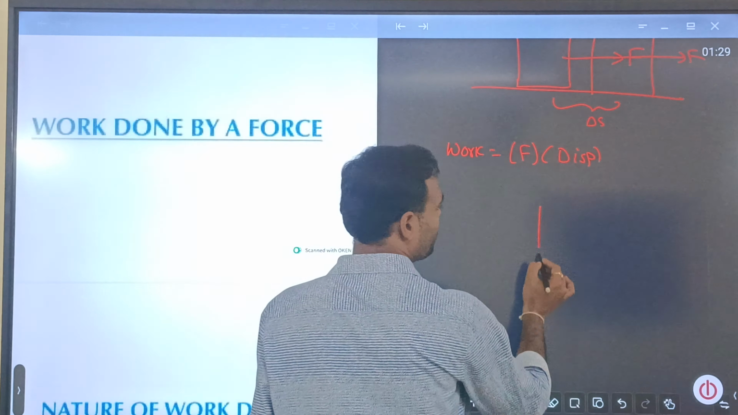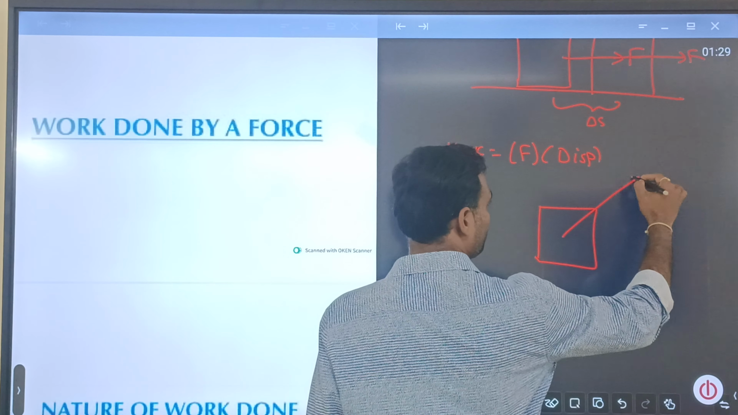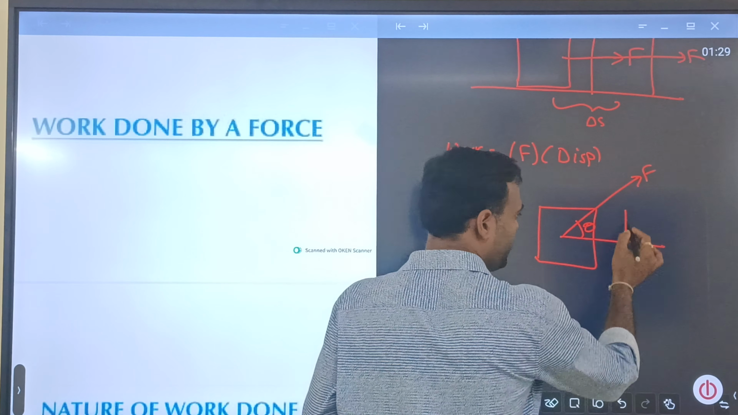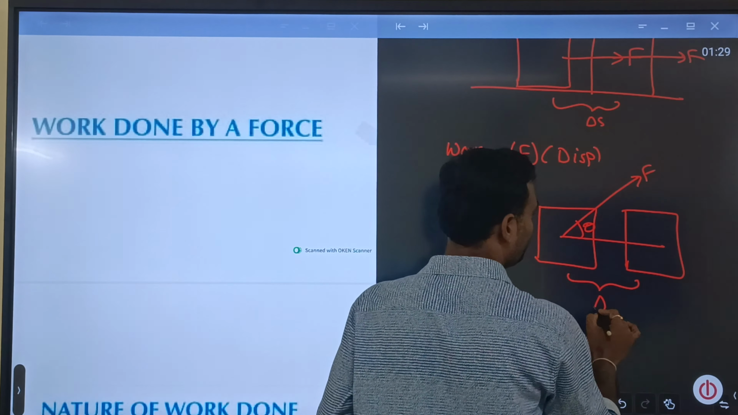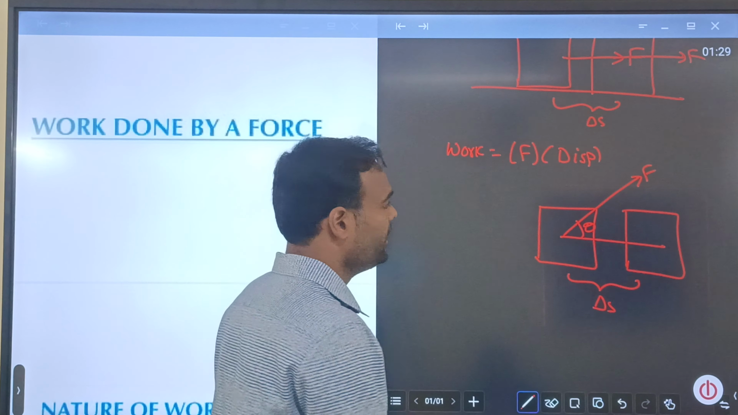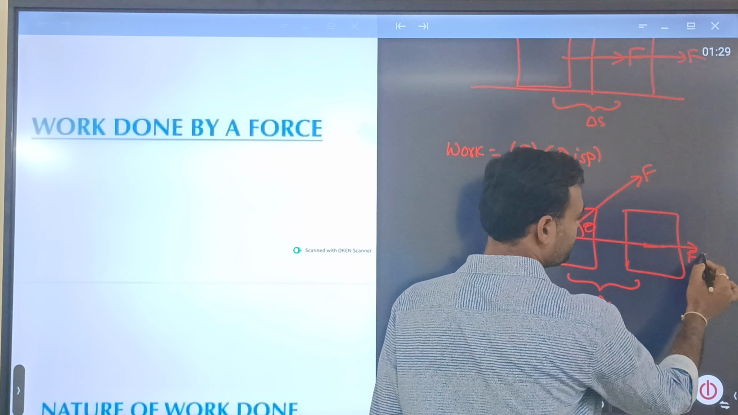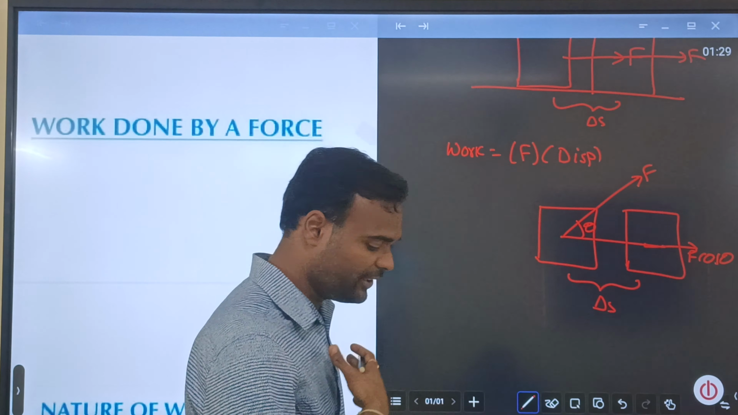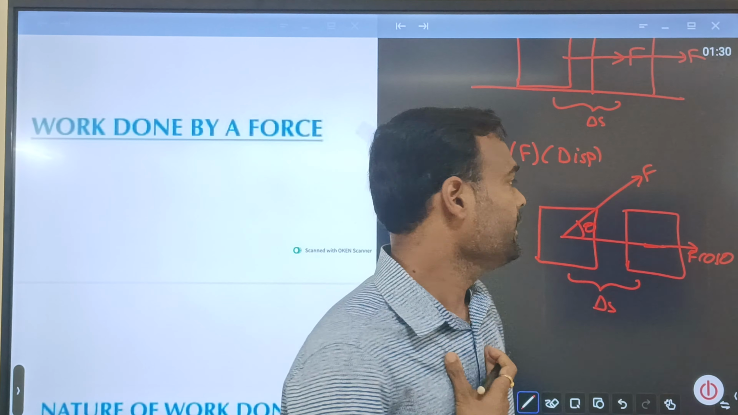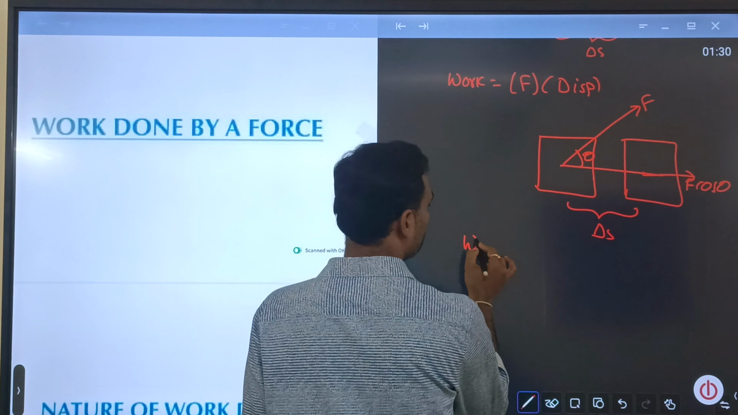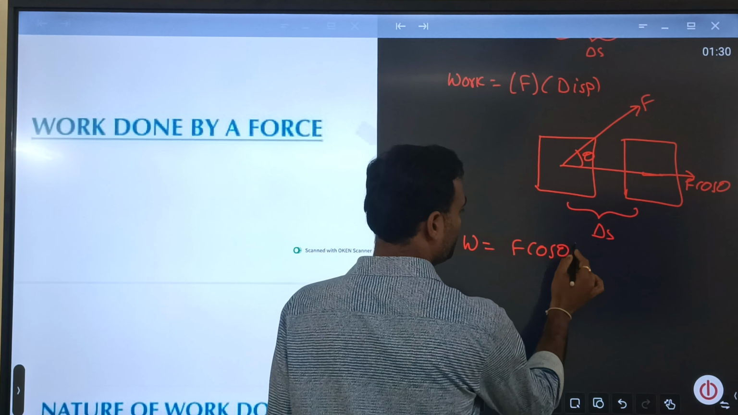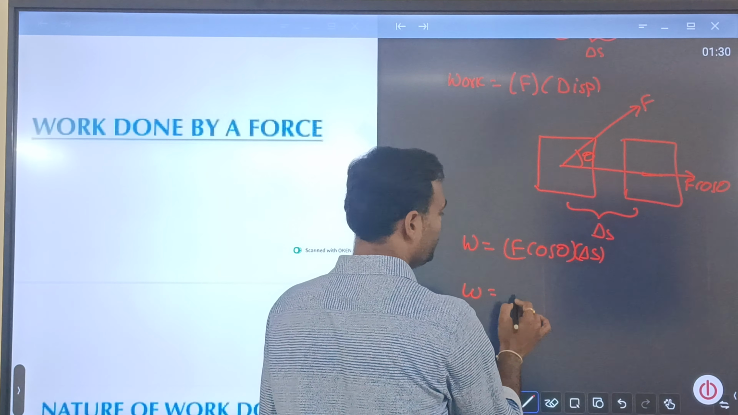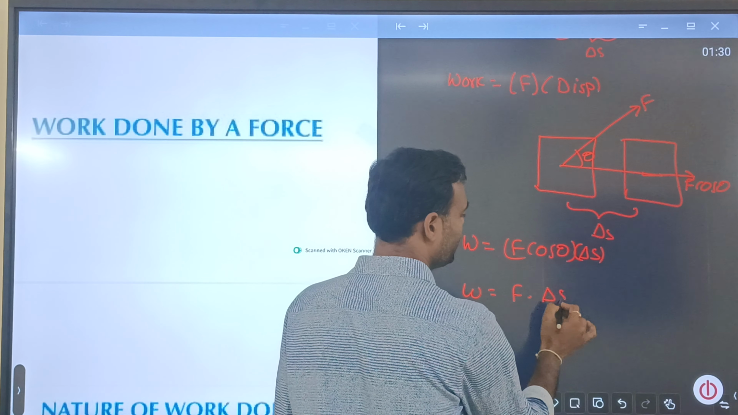And the next point is, suppose the force is acting at an angle theta with respect to horizontal, to move my block to a displacement delta s. Here the f cos theta component of force will help to displace my object by delta s, right? Then work done will be f cos theta into delta s. Then this will be f dot delta s.